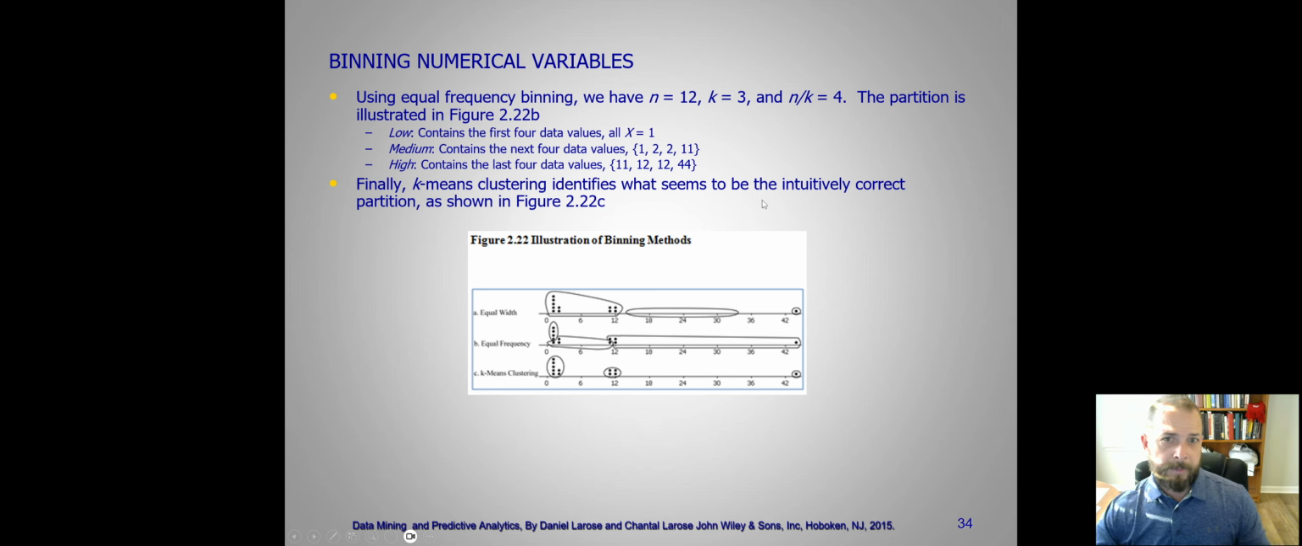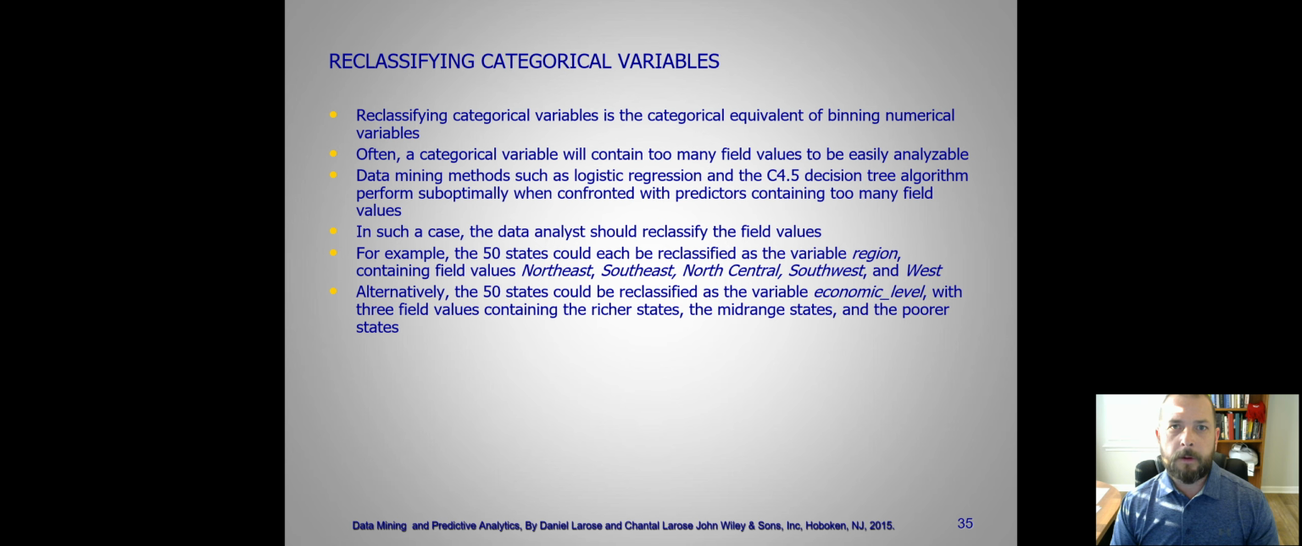We're going to talk more about the K-means algorithm later on for clustering. It is based on the ability to cluster these based on certain tendencies or certain attributes within the data set itself, and we'll talk about that later on. All of this is doing is reclassifying these categorical variables, which is the equivalent of binning the numerical variables. So oftentimes the categorical variable will contain too many fields.